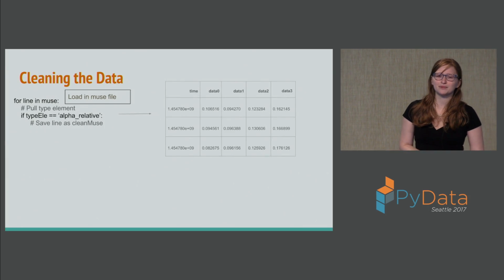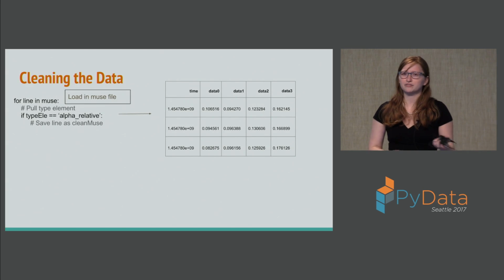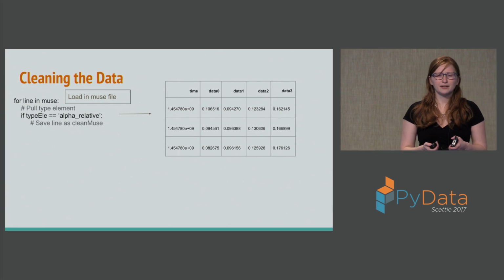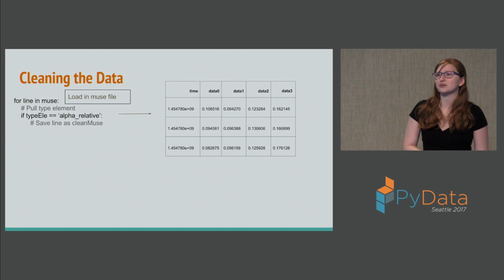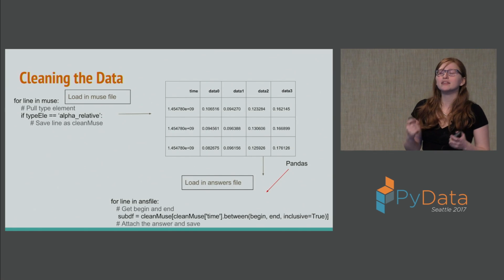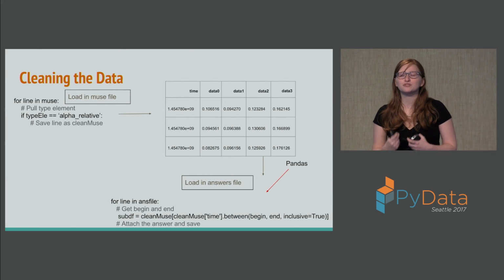And so this left me with a data frame that looked like this. I had my time, and for alpha and beta and delta waves, it had 4 signals. And that's great and all, but I still needed to reassociate that with my answer. And so I use pandas, and this line at the bottom is probably the most important thing to me because it made my life so easy.